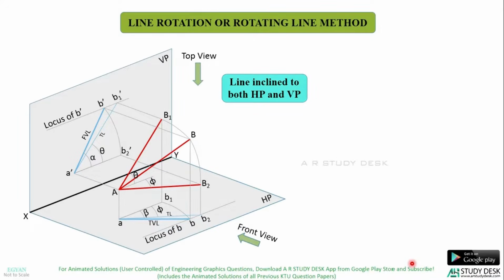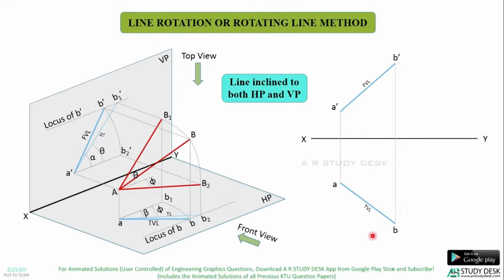Now we will see how to put this in a paper. Draw the XY line. You have the line AB which is inclined to both the reference planes like this. This is the front view length, this is the top view length, this is angle alpha and this is angle beta. So in order to get the true length in the front view, what you should do? Just rotate the line AB about A so that B gets a new position, that is B1. Now the top view AB1 is parallel to XY line, which means that the front view A dash B1 dash will give you the true length of the line.